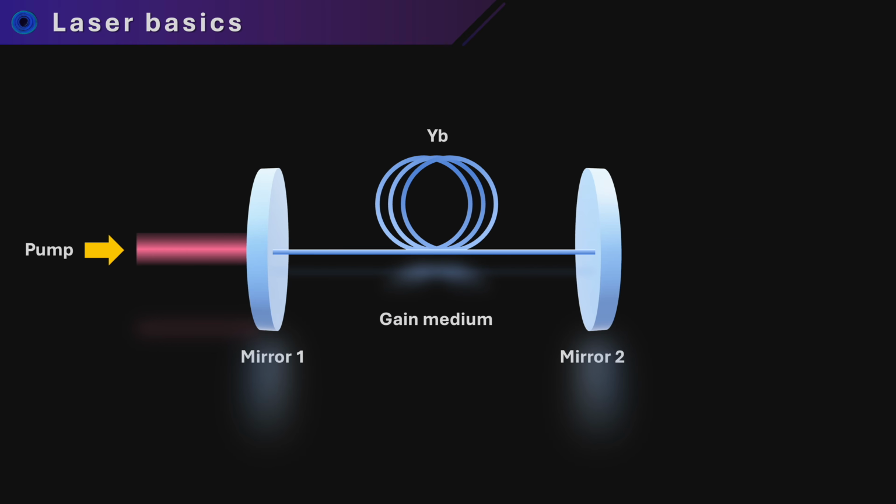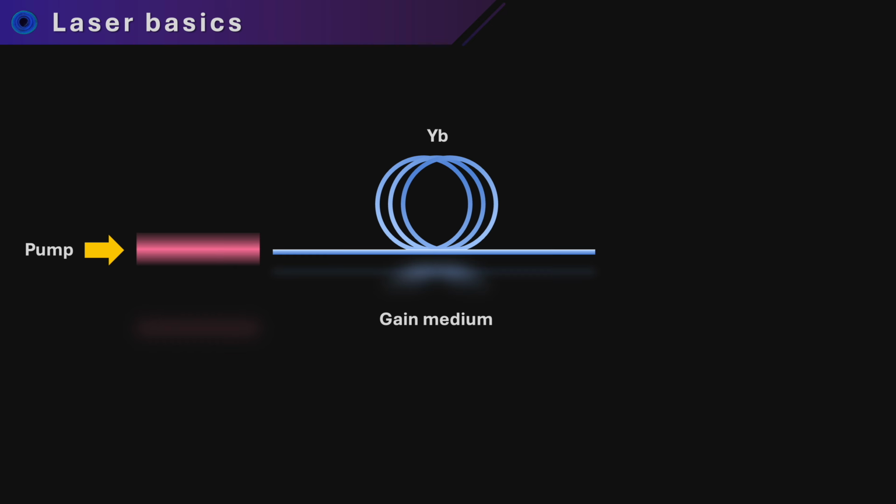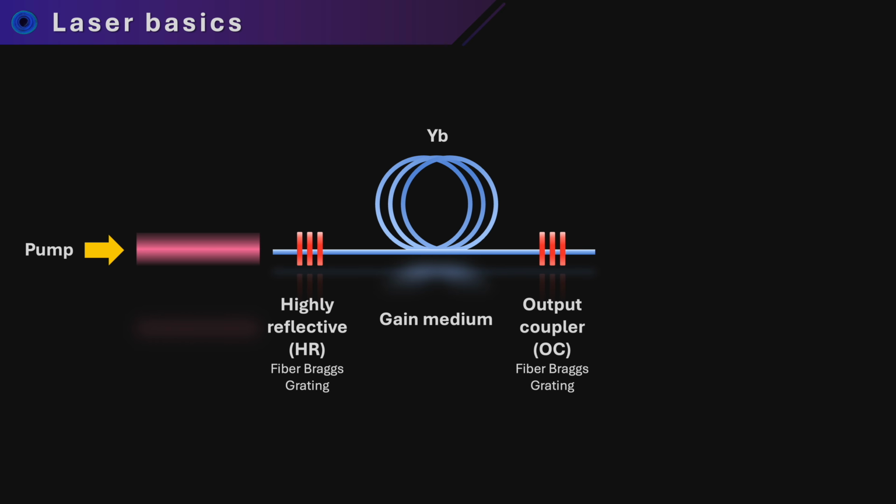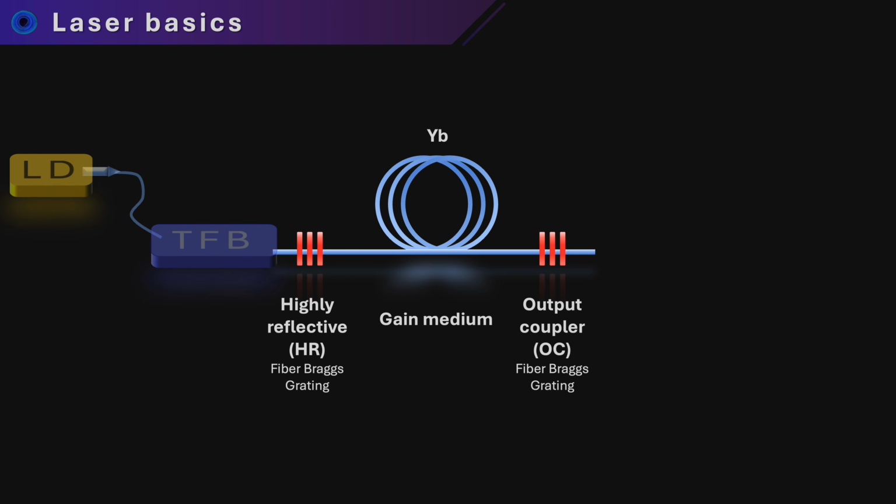Now in a fiber laser, the gain medium is not the crystal but a rare earth doped optical fiber, and instead of traditional mirrors, we use something called fiber Bragg grating. One fiber Bragg grating is highly reflective, the other one is partially reflective, so it acts as the output coupler. The pump light, usually from a diode laser, is injected into the fiber through a pump combiner, which is basically a device to couple pump light efficiently into the gain fiber. That's the basic structure of a fiber laser.